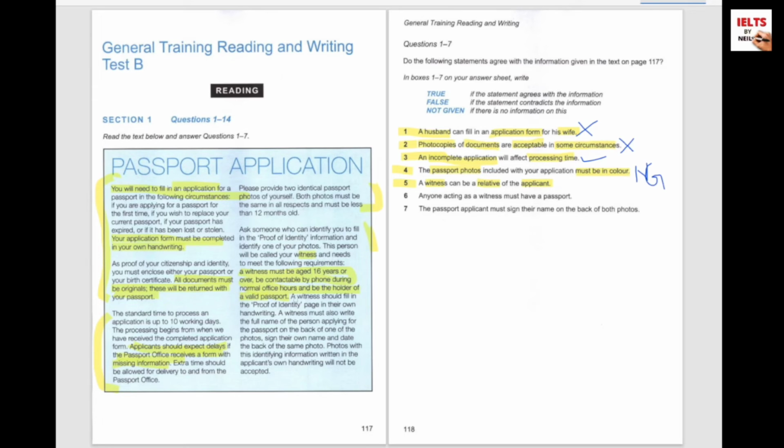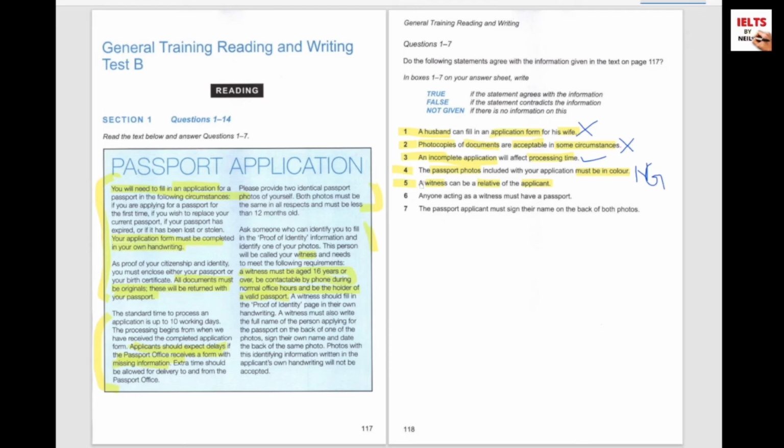Let's read a little bit further. A witness should fill in the proof of identity page in their own handwriting. A witness must also write the full name of the person applying for the passport on the back of one of the photos, sign their own name and date the back of the same photo. Alright, so nothing mentioned about this. So what are the conditions of witness here? The witness must be 16 years or above and be contactable by phone during normal office hours and the holder of a valid passport. So these 3 are the conditions.